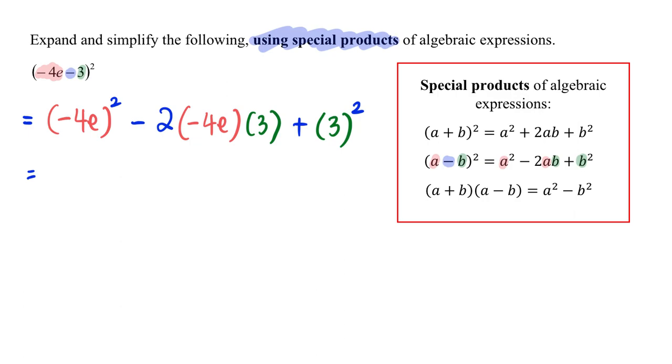So (−4e)² is negative 4 times negative 4, positive 16, e times e is e². Negative 2 times negative 4 is positive 8, times 3 is 24, positive 24e. And the last is 3² is 3 times 3, 9. There are no more like terms.